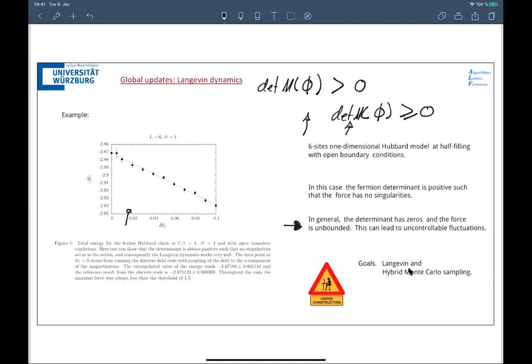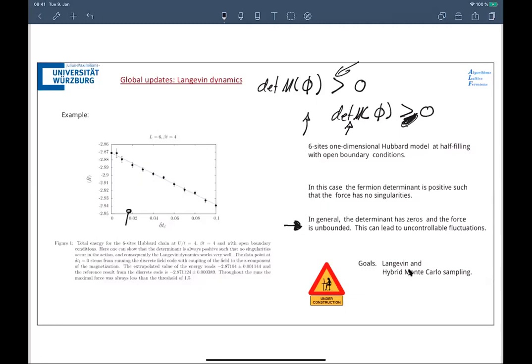Our goal is to implement Langevin so that people can test it. There may be some models where there are not too many zeros, so that if you are in this situation, the Langevin dynamics works very well. If you don't have too dense a population of zeros, then that may also be okay.